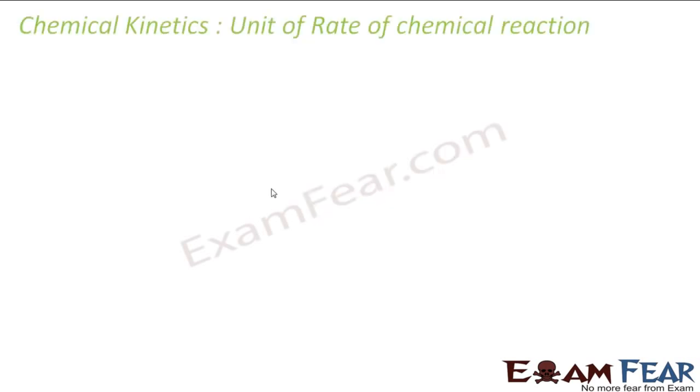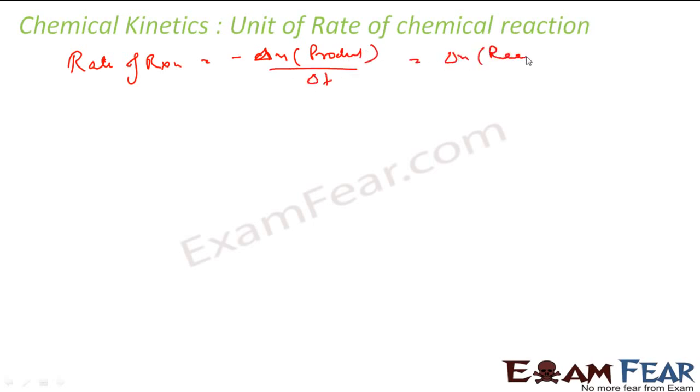Now let's talk about the unit of the rate of reaction. See, rate of reaction is either minus of change of concentration of reactant by time, or change of concentration of product by time. If you talk about the unit, let's put the unit of product. So what is the unit of concentration of product? Concentration is always in moles per liter, molarity, correct?